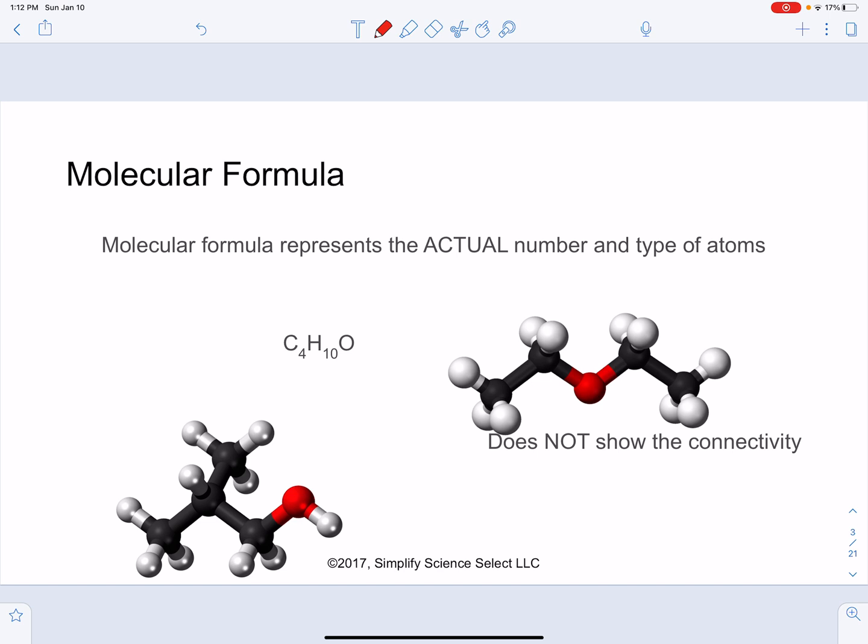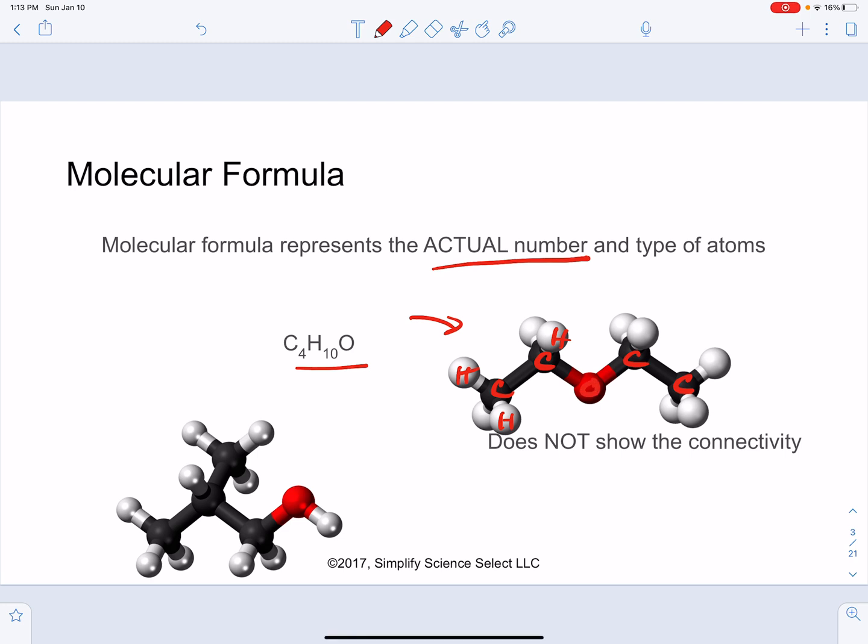All right, so first, let's see if we can tell the difference between an empirical formula and a molecular formula. So your definition for a molecular formula is a formula that represents the actual number and types of atoms involved. It does not show how those atoms are connected to each other. For example, we have a molecular formula here that shows that we have 4 carbons, 10 hydrogens, and 1 oxygen in this molecule. Well, this molecule could look like this structure right here, with all the carbons being the black spheres, the hydrogens being the white spheres, and then having 1 oxygen.